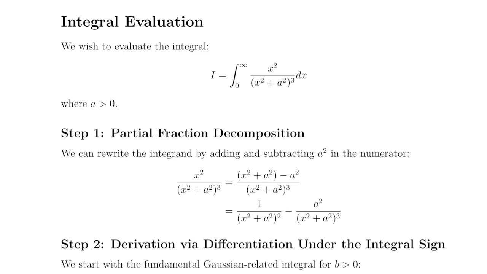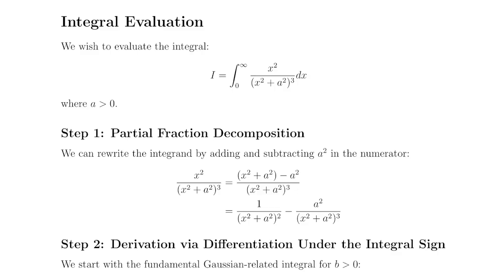In this video, we want to evaluate the integral from 0 to infinity of x squared over (x squared plus a squared) cubed dx, where a is positive. We're going to solve this first by using partial fraction decomposition. We're going to add a squared and subtract a squared in the numerator. So that gives us x squared plus a squared minus a squared all over (x squared plus a squared) cubed.